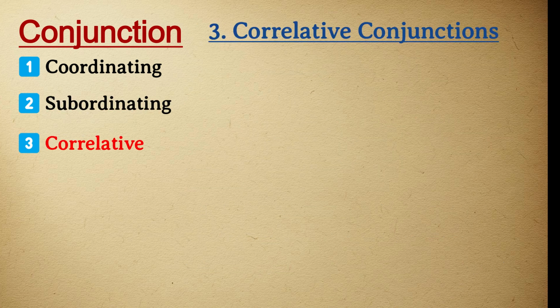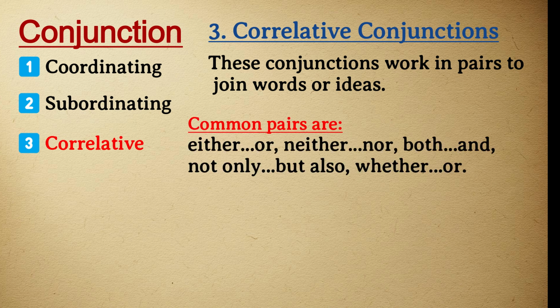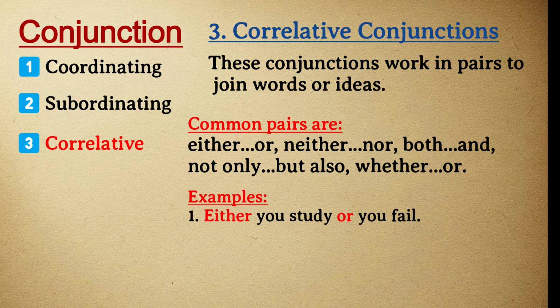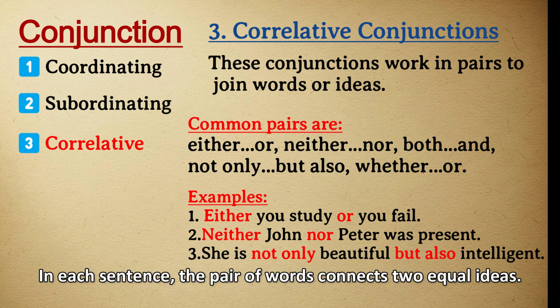3. Correlative conjunctions. These conjunctions work in pairs to join words or ideas. Common pairs are either or, neither nor, both and, not only but also, whether or. Examples: Either you study or you fail. Neither John nor Peter was present. She is not only beautiful but also intelligent. In each sentence, the pair of words connects two equal ideas.